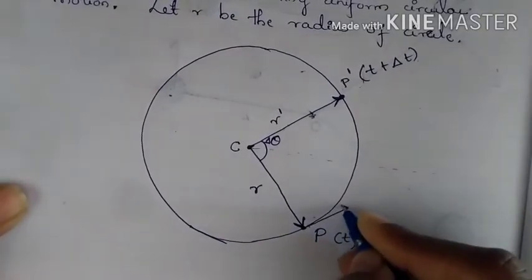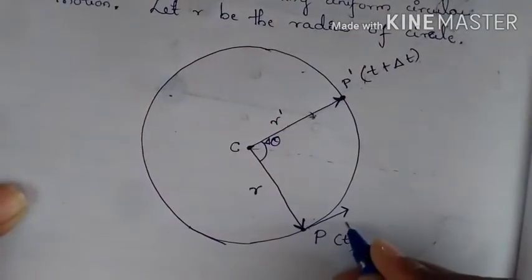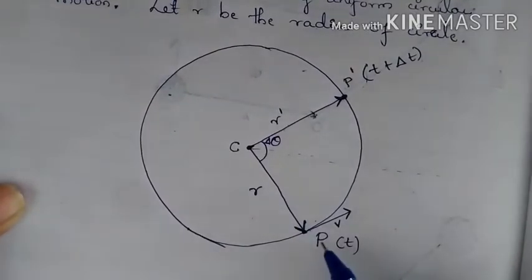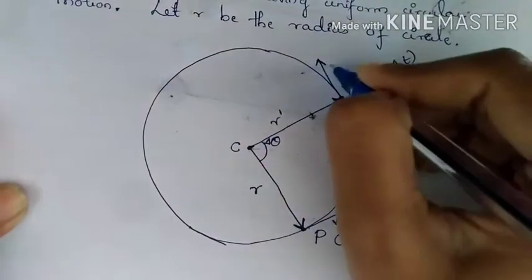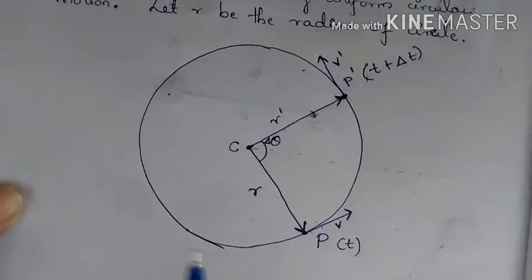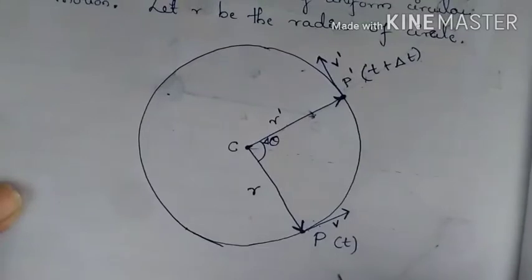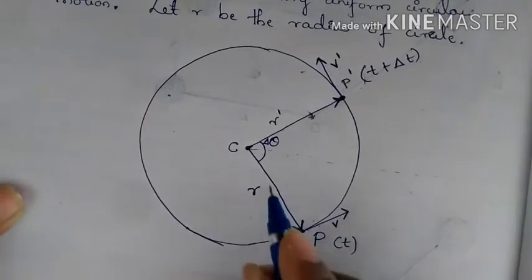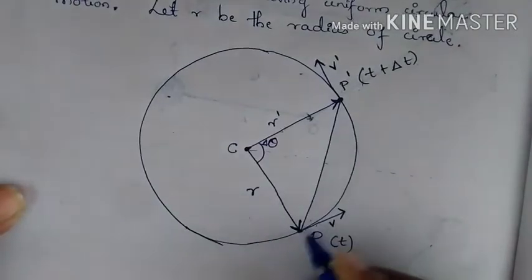Now let us draw the velocity vector for P. Velocity will be tangent to the motion. So the velocity for the particle at position P is V, and for P prime it will be in this direction, V prime. Now you have two vectors, V and V prime, and we can take the resultant vector for these. Before that we can also take the resultant vector for r and r prime. The resultant vector will be in this direction.